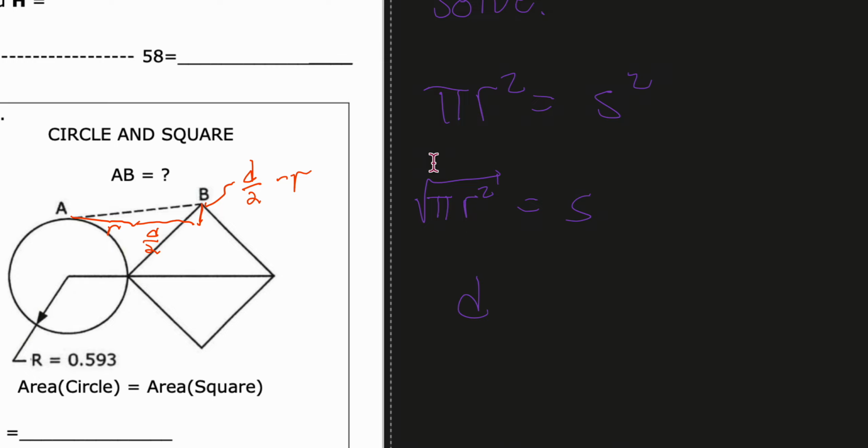And then the last thing that we need is the diagonal. The diagonal is going to be square root of 2 times the side length. So the diagonal in this case is going to be square root of 2 times the square root of pi times r squared. Okay. If we wanted to, we could clean this up a little bit further. That becomes the square root of 2 times pi. And then the square root of r squared is just r. And so we can do that, and we know the radius.